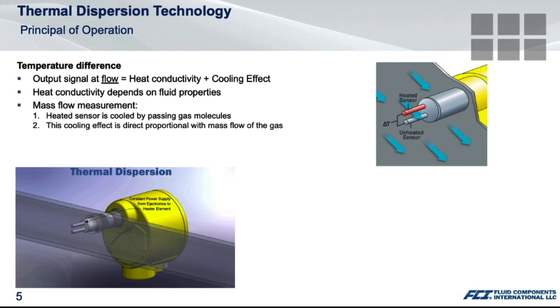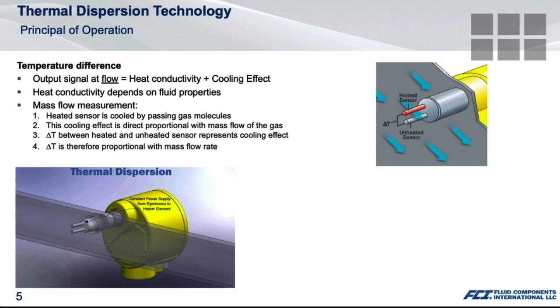Therefore, it's not just the velocity, but it's also the type of gas that's passing by there, that heat conductivity of that gas. The difference in temperature between the heated and unheated sensor represents that cooling effect. And in our transmitter, we account for that because we calibrate in that air and gas at the factory, and we watch that cooling effect of that air or gas passing by that flow element sensor.